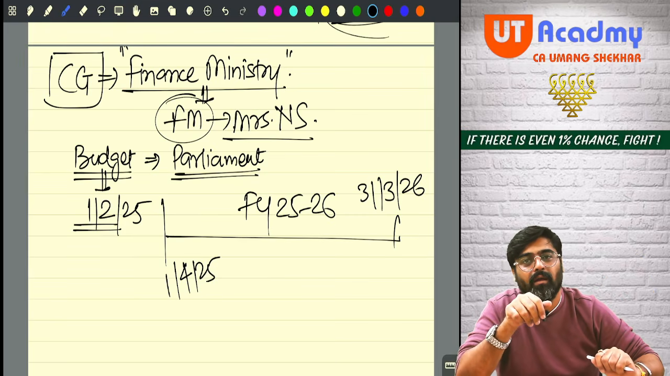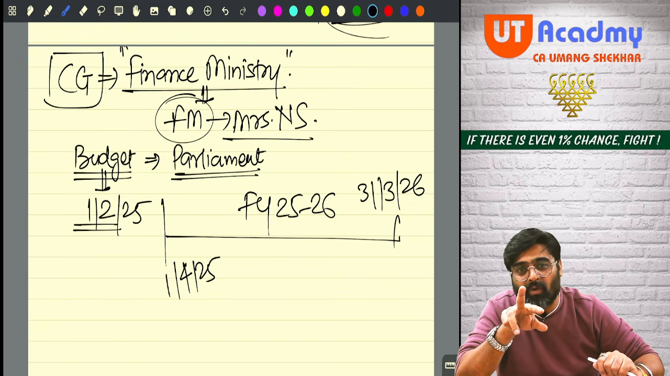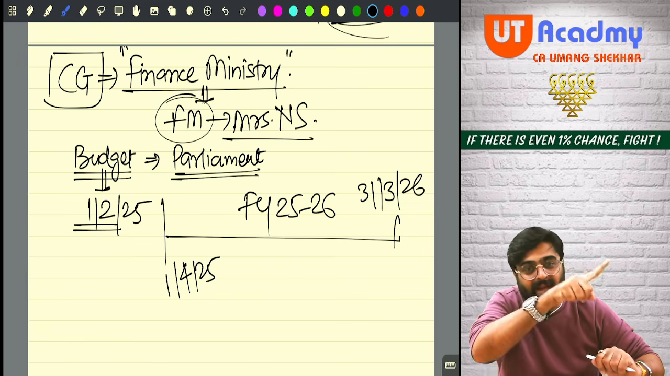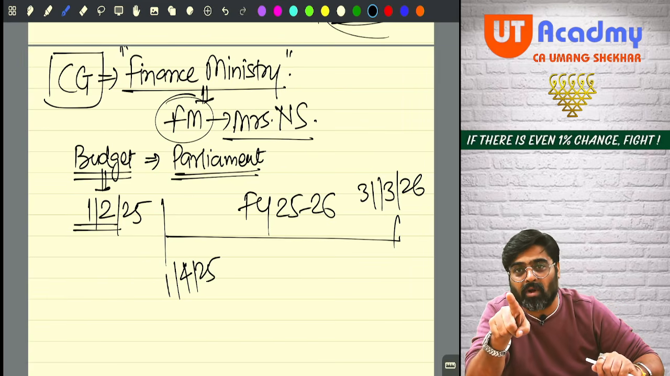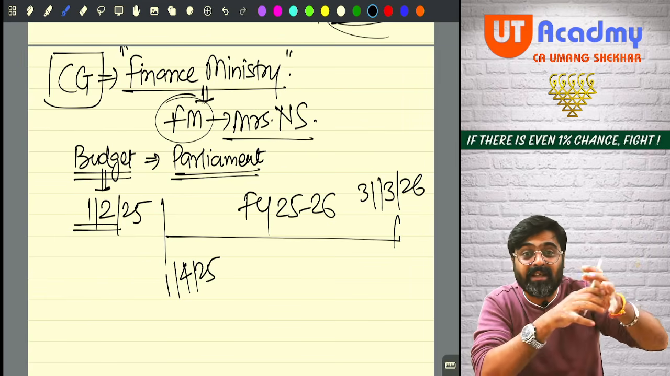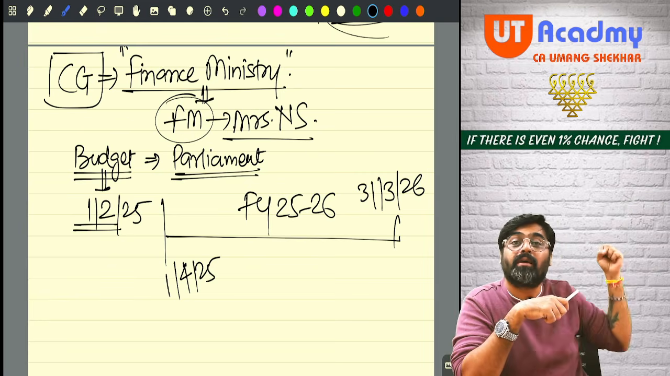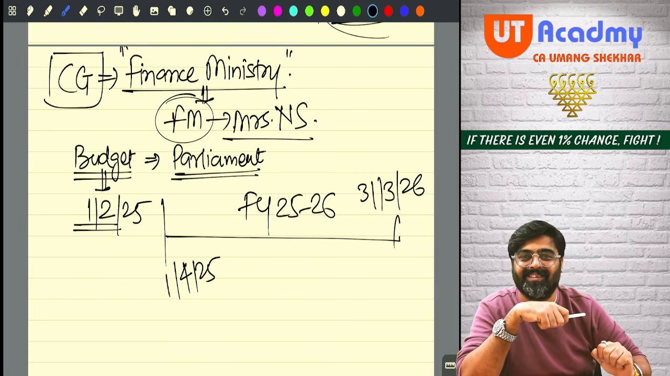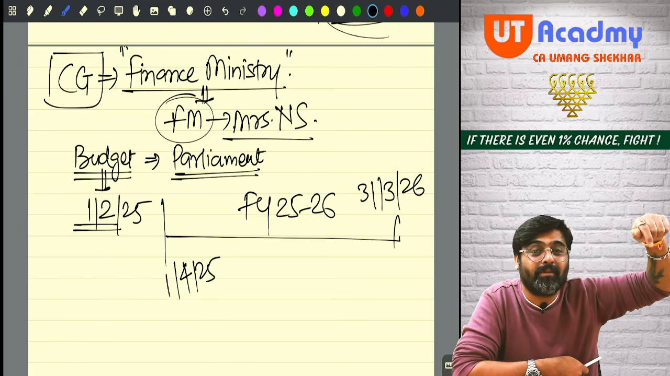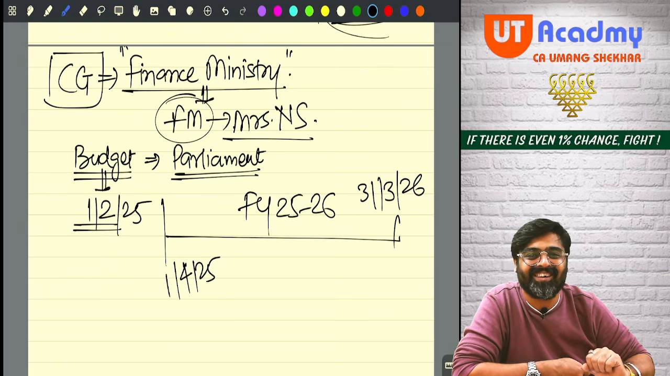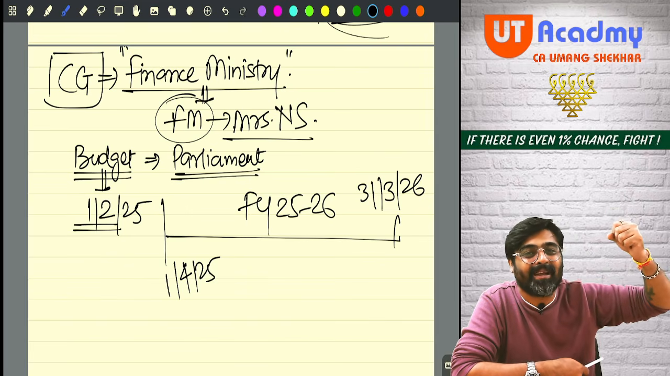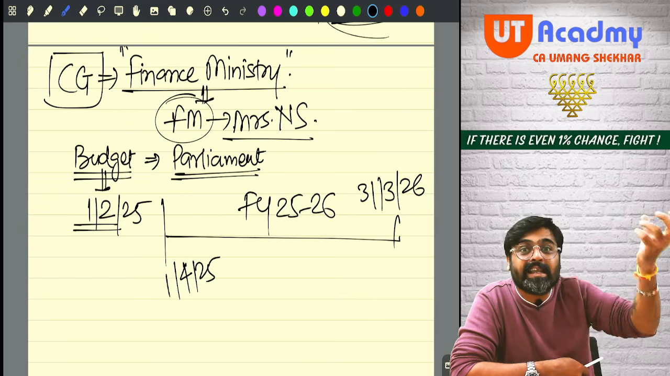Understanding? So the budget will not speak only about the expenditures to be made in the next year. The budget will also talk about, to meet those expenditures, from where the incomes will be earned in the next year. Where will the incomes be earned next year? From where will the incomes be coming? Many sources, but the main source is what? Collection of taxes.